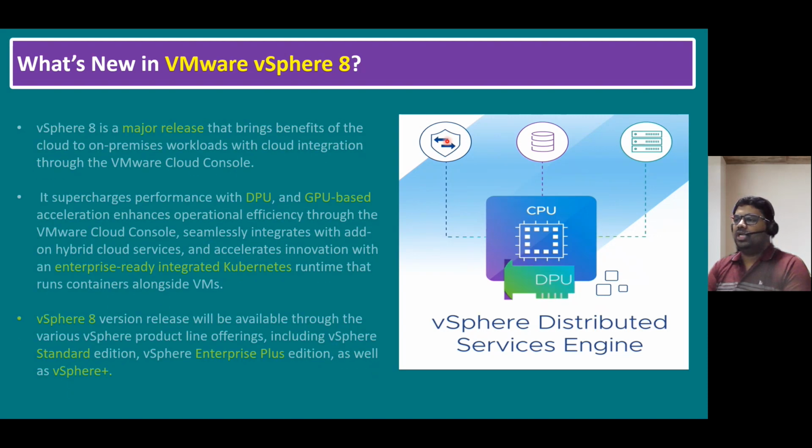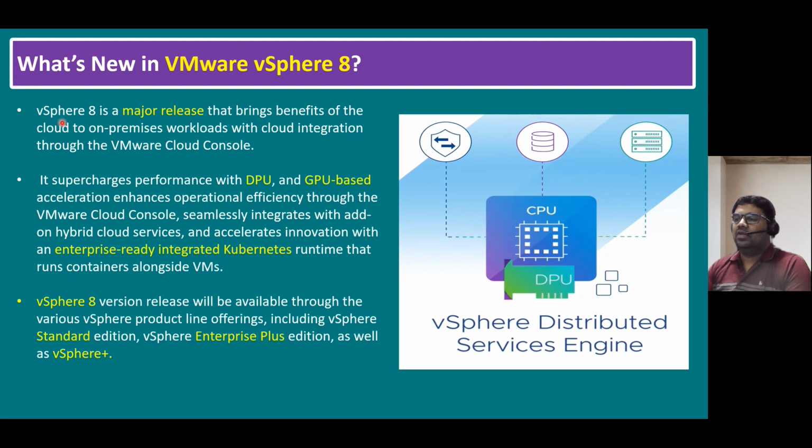Okay, and in addition to that, here are some key points. vSphere 8 is a major release that brings the benefits of the cloud to on-premises workloads with cloud integration through the VMware Cloud Console. This VMware Cloud Console is similar to our public cloud consoles. Amazon has the AWS console, Microsoft has the Azure console, and Google has the GCP console. In the same way, VMware also came up with a VMware Cloud Console. The website is vmc.vmware.com. When you log into that site, we can log in to the VMware Cloud Console.